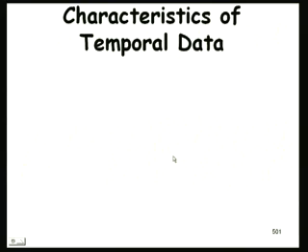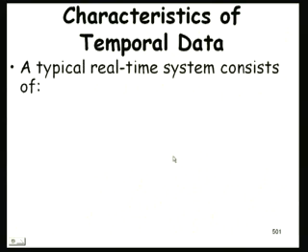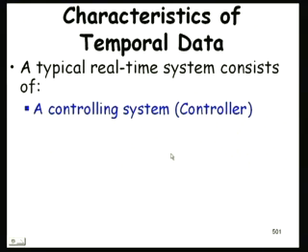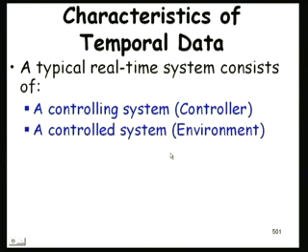Now, let us see some characteristics of the temporal data. We have from the beginning been discussing about the structure of a real-time system. It consists of two important components: a controlling system, which is also called as a controller, and a controlled system, that is the system which is controlled by the controller, is the environment.